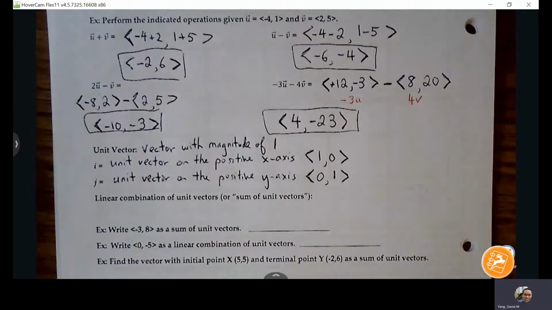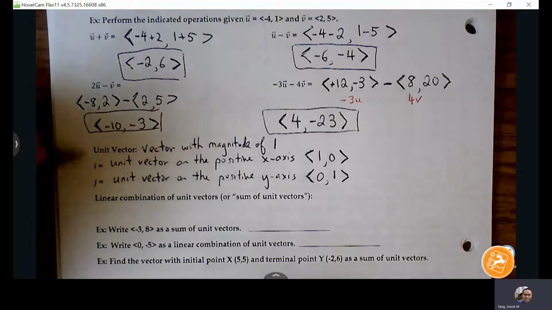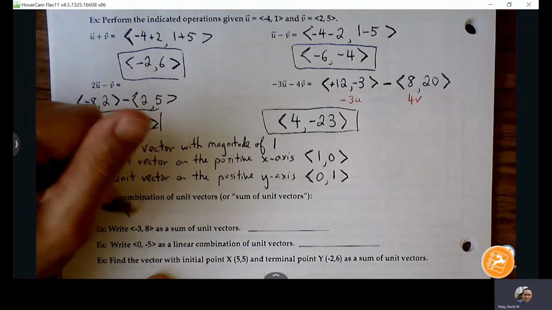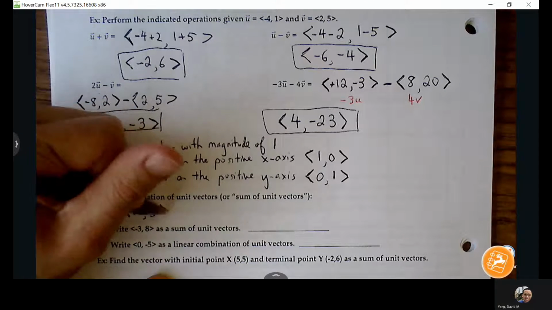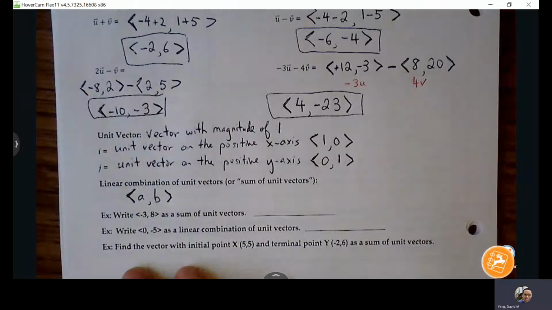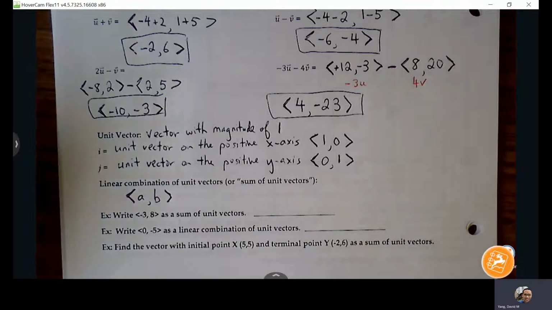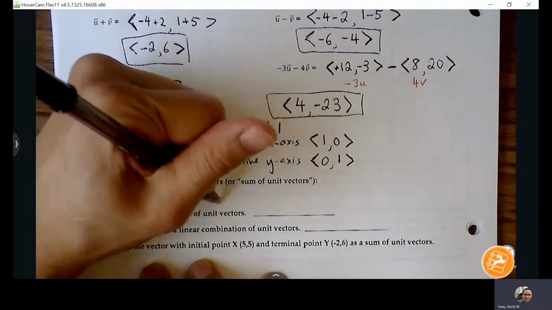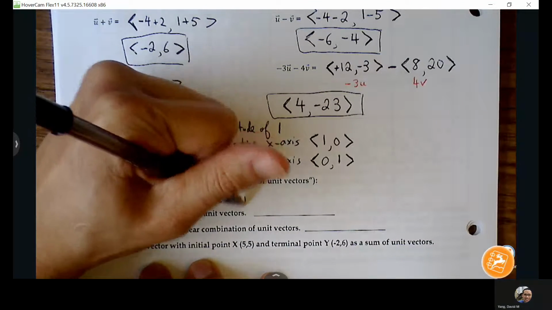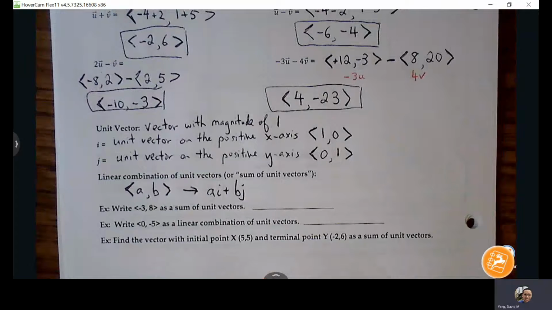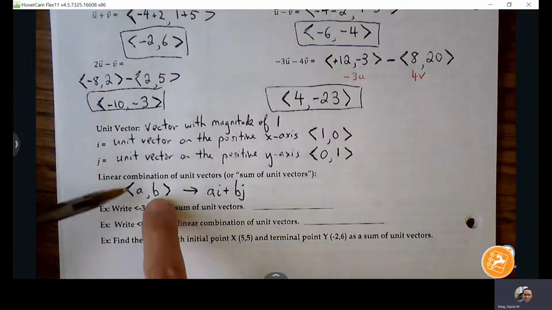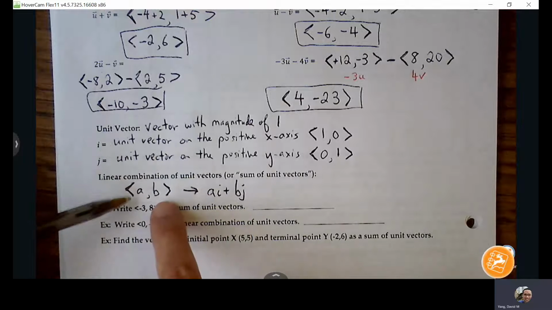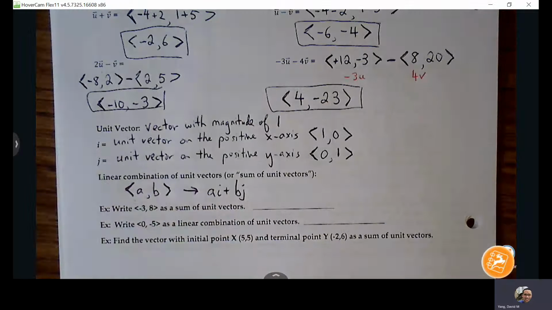Okay, linear combinations of unit vectors. Sometimes it's easier to use i and j for certain problems. So sometimes if I have vector AB, if I want to put it into unit vectors, I can say this as a times i plus b times j. So that just allows us to get it out of component form into something that we can add and subtract.